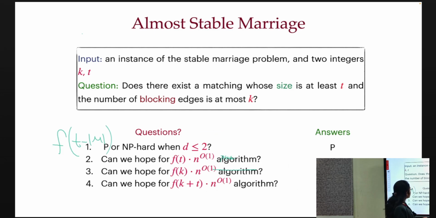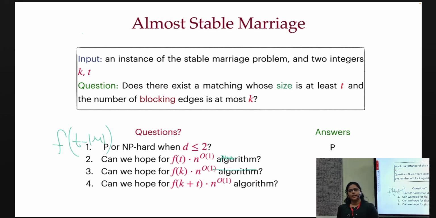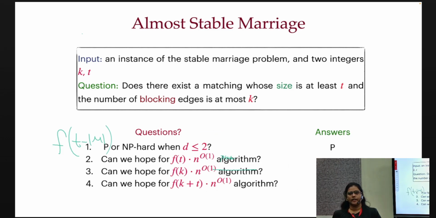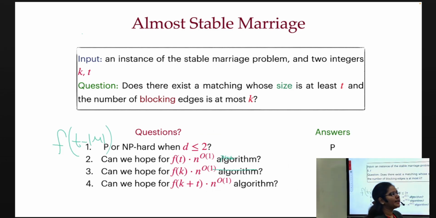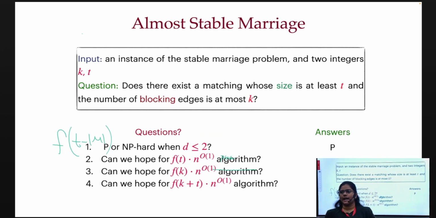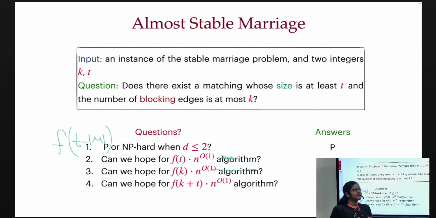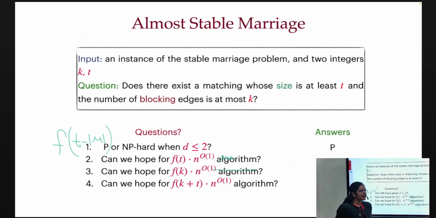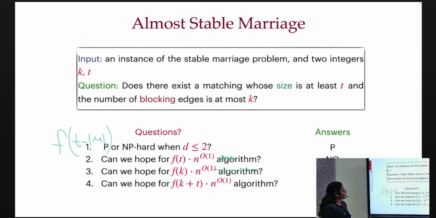So, same is with other cases, right. The answer is this: when degree is constant, we can do it in polynomial time. We can come up with a dynamic programming algorithm, and the reason is simple. When degree is at most 2, it is basically a collection of paths and cycles. When you have a collection of paths and cycles, you really do not have many choices. One edge is part of the matching, one edge is part of the blocking edges, so we can take these decisions in our DP. The answer to all the other questions is no.